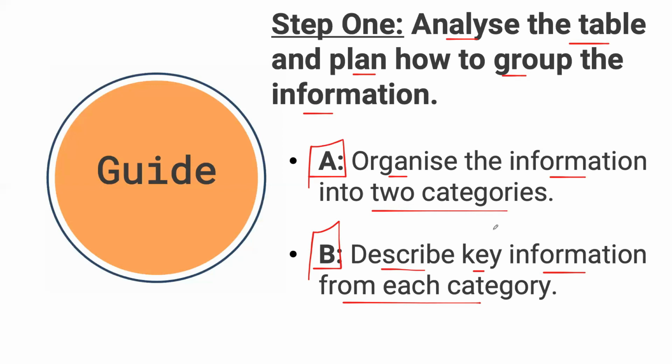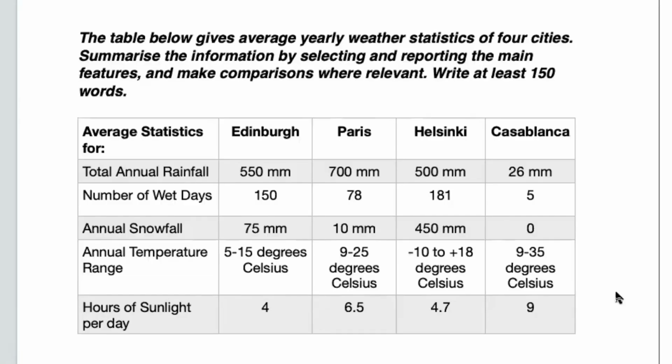So without further ado, let's go ahead and look at our writing prompt for today and focus on step 1 with these 2 sub-steps, A and B, in mind. Okay, here is our writing prompt for today. So I'm going to read the prompt and then we'll look at the table together. It says, the table below gives average yearly weather statistics of 4 cities. Summarize the information by selecting and reporting the main features and make comparisons where relevant. Write at least 150 words.